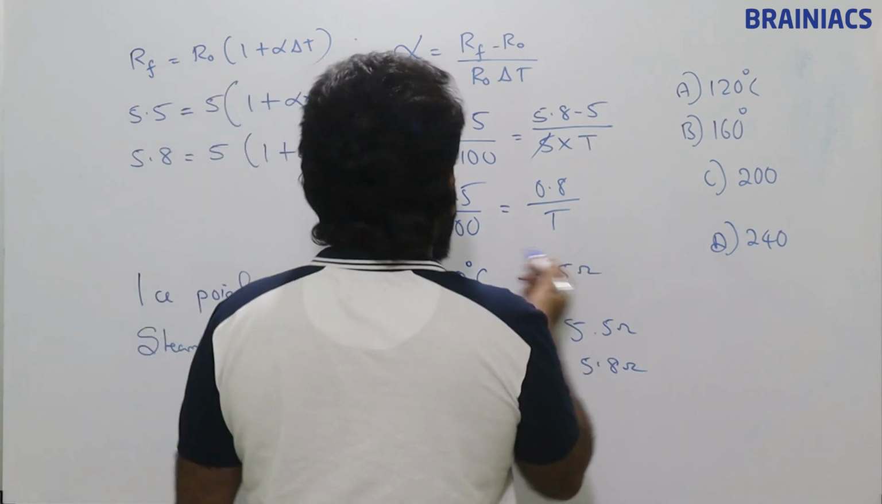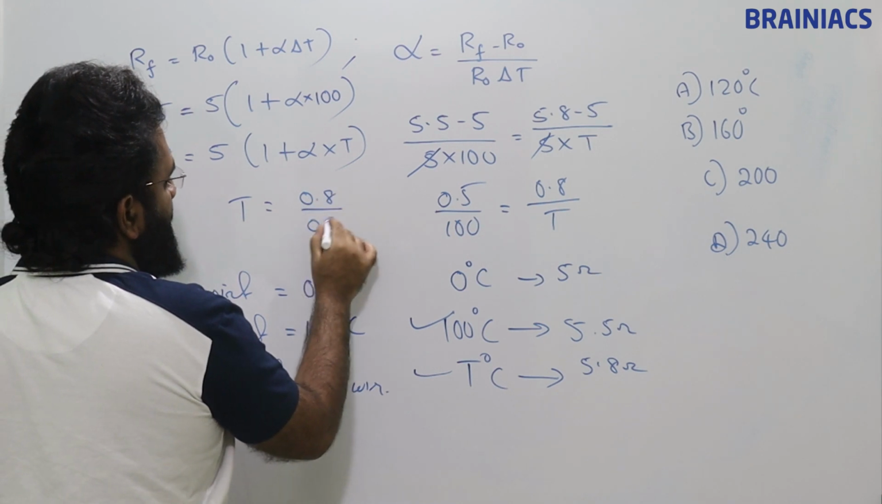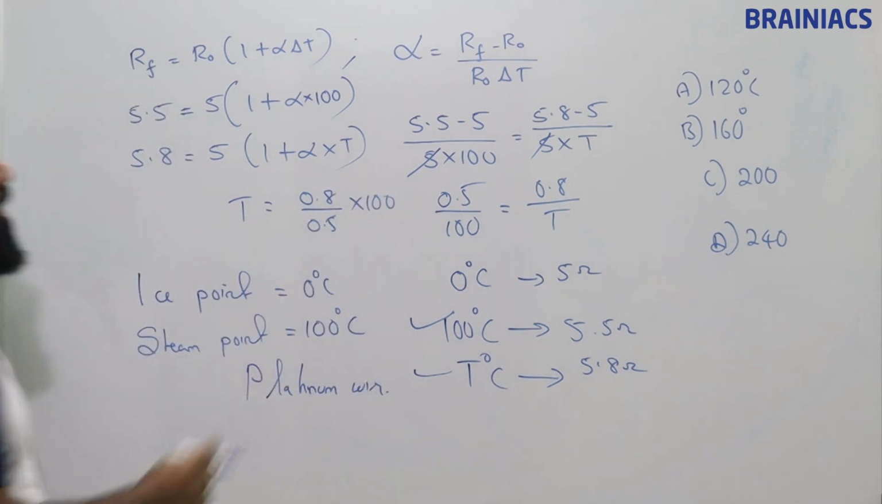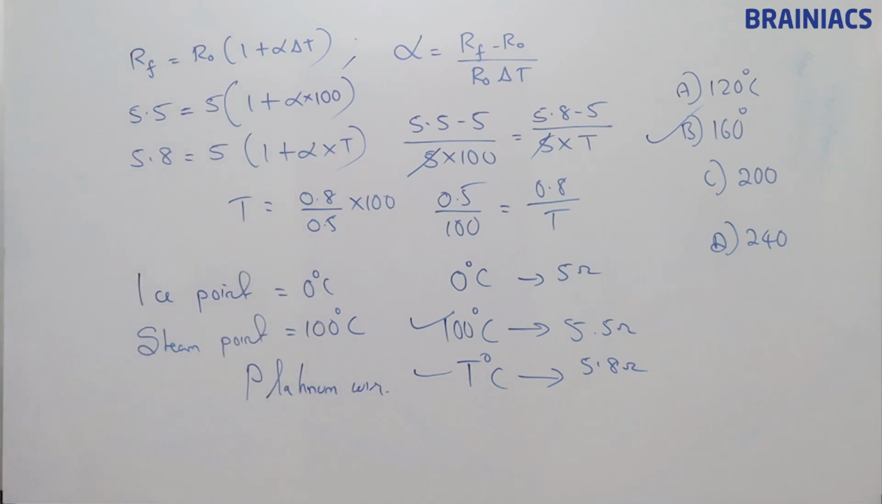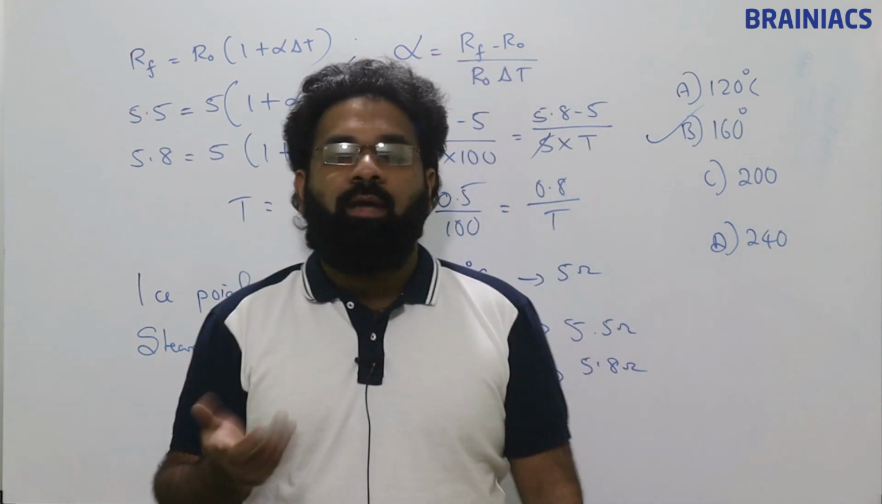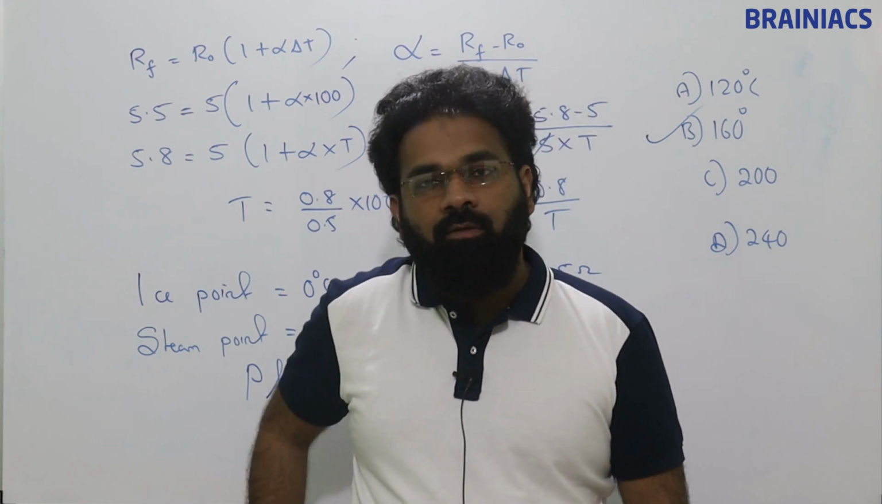So what will be T? T will be 0.8 divided by 0.5 into 100. What will be the correct option? How much? 160. If you solve this, you will get 160 degrees Celsius. You can use the direct method also, but if you remember that formula and apply it wisely, much of the calculation can be avoided.